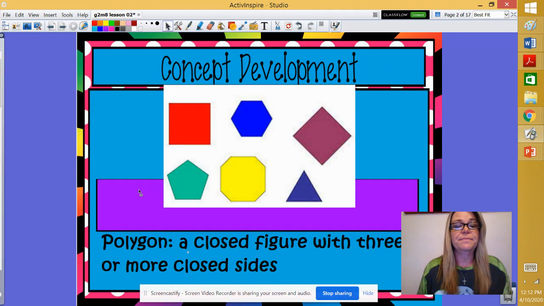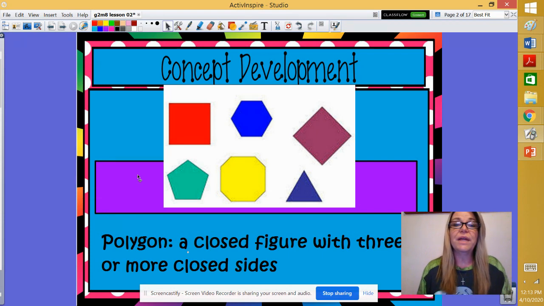Let's look. We need to know that a polygon is a closed figure with three or more closed sides. When we say closed sides, there cannot be any gaps. It has to be closed all the way, no gaps, and it has to have three or more sides that are closed. Here are some examples of some polygons. We're also going to be talking about how we can identify and name different polygons.